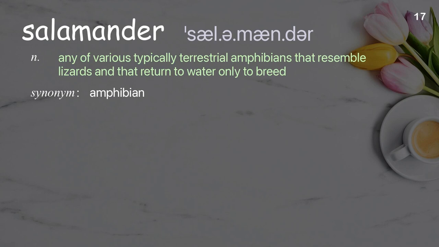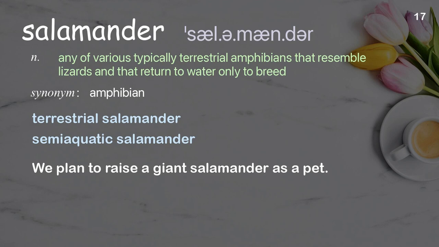Salamander. Any of various, typically terrestrial amphibians that resemble lizards and that return to water only to breed. Examples. Terrestrial salamander. Semi-aquatic salamander. We plan to raise a giant salamander as a pet.